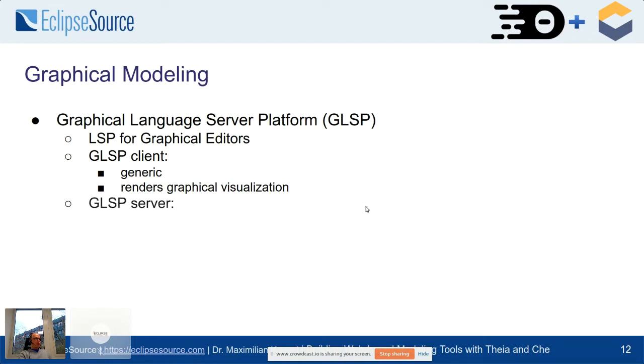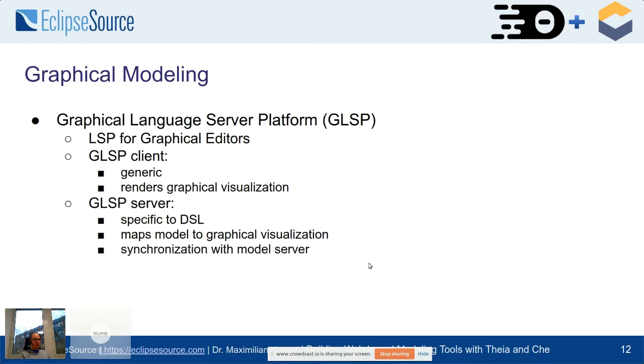And then in addition, we have a GLSP server. This server is specific to a certain DSL, and it understands the coffee maker activities and how they are connected. And it maps the model of the coffee maker to a graphical visualization. So in our particular case, it would look at the brewing workflow. It would look at the flow edges that are in there, where they connect to, where they come from, and create a visual representation for that.